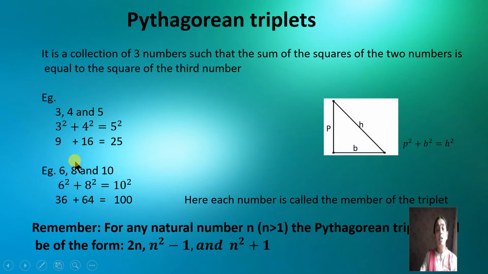Now suppose I take another example, 6, 8 and 10. I want to find out whether 6 square plus 8 square is equal to 10 square. You know that this is the bigger number. So the sum of the squares of the 2 smaller numbers should be equal to the square of the bigger number. So here also 6 square plus 8 square is equal to 10 square. 36 plus 64 is equal to 100. So 6, 8 and 10 is a Pythagorean triplet.